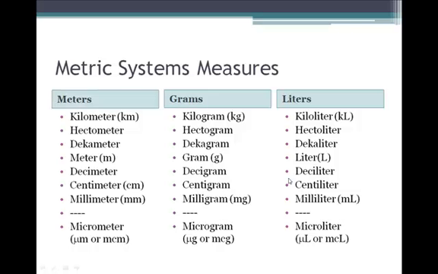So here are the actual measurements that we're looking at. Kilometers, kilograms, and kiloliters would represent 1,000 times the base: meters, grams, or liters. The common ones in allied health are usually kilometers, meters, centimeters, or millimeters for length; kilograms, grams, and milligrams for weight; and for volumes, kiloliters, liters, or milliliters, mainly liters and milliliters.